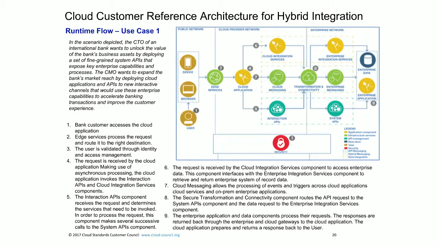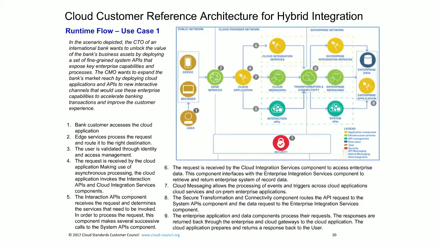And then in step 8, the secure transformation connectivity component handles the routing of the API request to the system APIs component and the data request to the enterprise integration services component. And then back in step 9, the application and data component, they individually process their requests. The responses are all returned back through the enterprise and the cloud gateways back to the cloud application, which in turn prepares and returns the final response back to the user. So that describes the end-to-end flow here, where we use all 3 gateways in order to realize this use case.